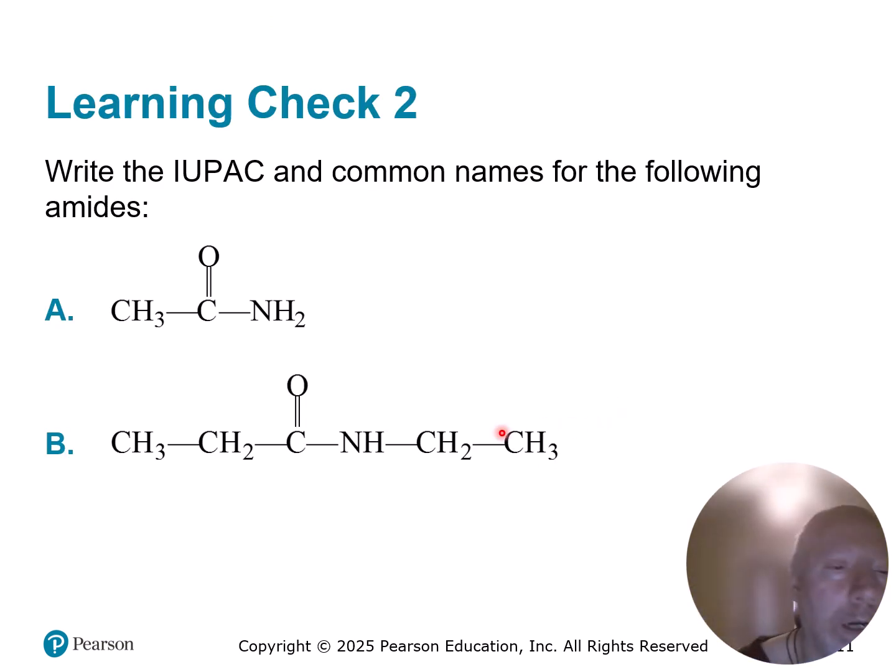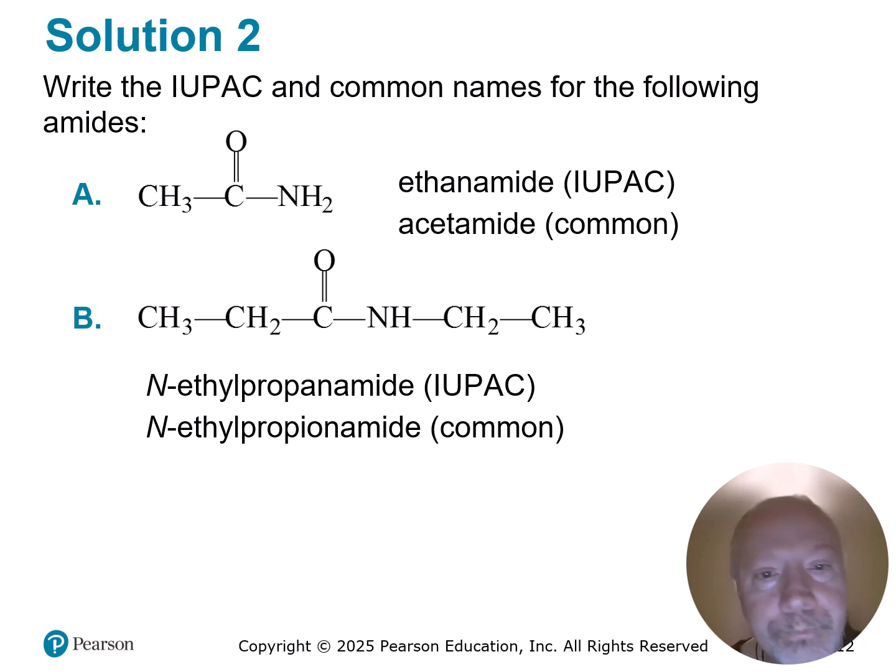Okay, what do we have here? Looks like amides. Here we just have a methyl and a carbonyl, so we probably have something like this came from ethanoic acid, so we have an ethanamide, and we don't have anything attached to this nitrogen, so that should be good. Then on B, we have 1, 2, 3, so that's going to be propanoic acid that it came from, so it's going to be propanamide, but we also have to account for this N-ethyl, so this is going to be N-ethylpropanamide. Let's see how we did there.